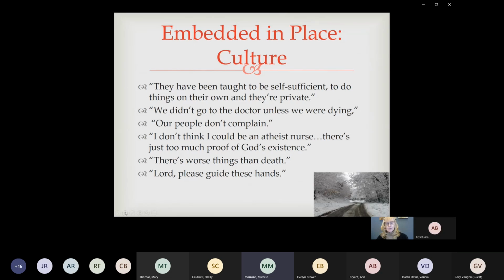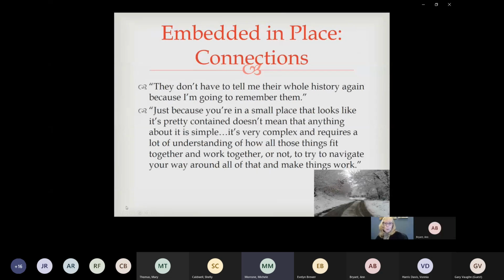And then finally, faith was a guiding hand. "There's a lot of times I'm on my hands and knees and doing something and I'm saying, Lord, please guide these hands because I don't know if I'm going to do this or not." Embedded in place with connections, the participants found connections in healthcare systems. They liked the continuity of care and found expediency and patient connections formed previously.